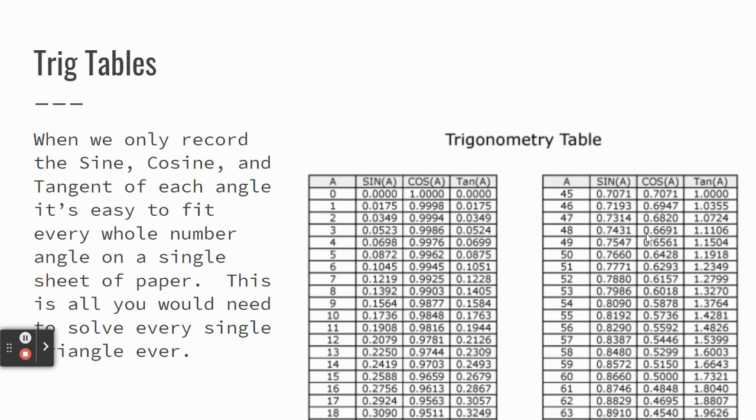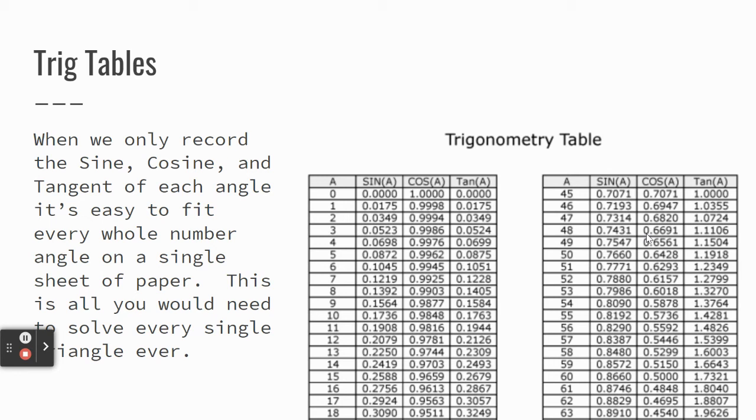And that kind of brings us to where we were at, even just like 50 years ago. You had in the back of your book a trig table. These trig tables recorded the sine, the cosine, and the tangent of each whole number degree from 0 to 90. If you were looking at the sine of a 1 degree angle, that means the ratio, the division problem of the opposite side divided by the hypotenuse. In this case, it turns out to be 0.0175.